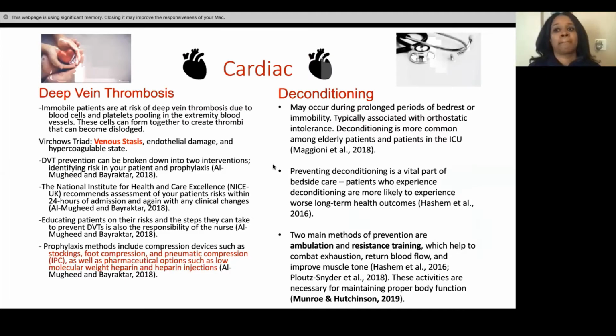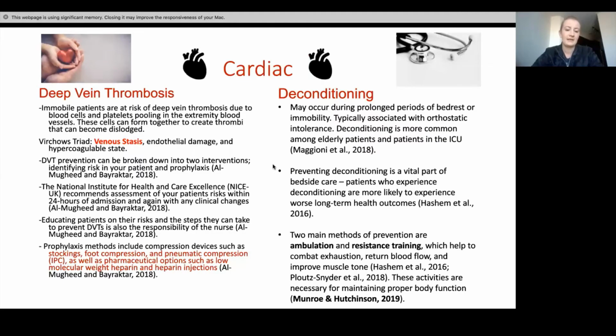Okay, we're also going to talk about cardiac issues with immobility. So first, DVTs. What we're worried about is, in Virchow's triad, venous stasis. So immobile patients, their blood's pooling in the extremities and it can form clots. And so what we'd like to do is first assess for any clots in our patients, because if there are clots, we don't want to move them around and risk having pulmonary emboli or strokes or other issues with clot detachment.